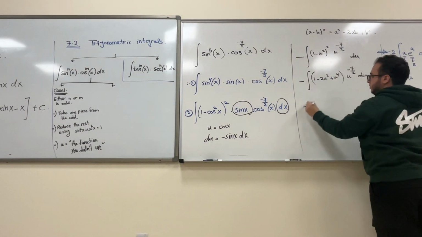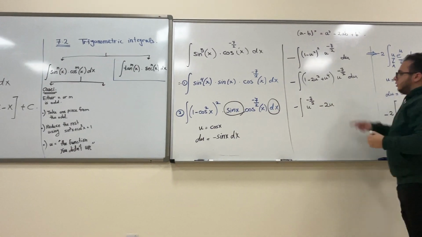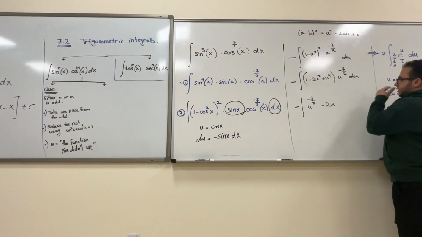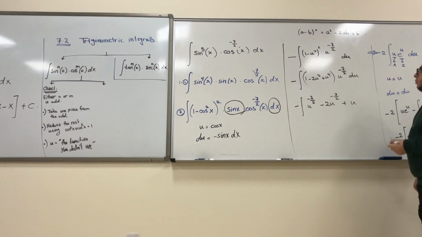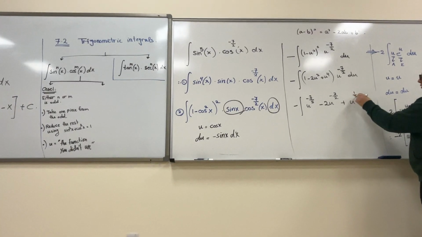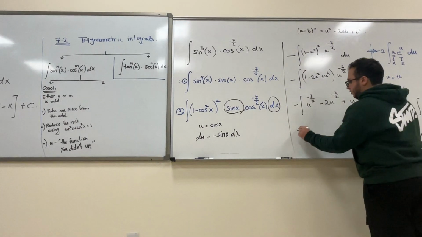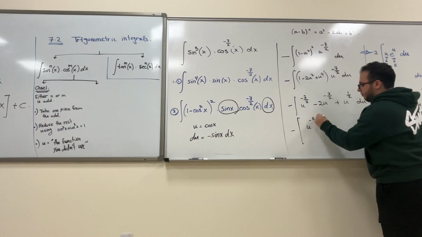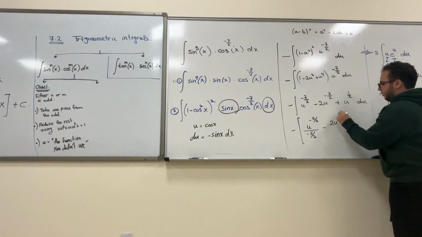Distribute this. u negative 7 over 2, minus 2u to the power of 2 minus 7 over 2, which is how much? Negative 3 over 2. Plus u power 4 minus 7 over 2, which is a half. This integration is very basic. Power rule here. So minus u negative 5 over 2 over negative 5 over 2. If you add 1, the same thing, you add 1 here.